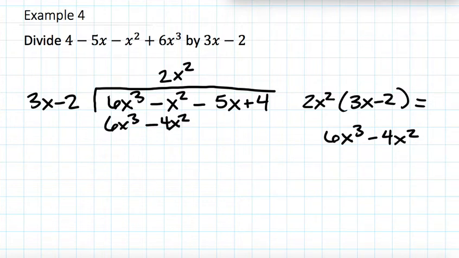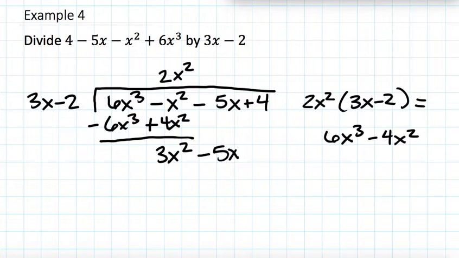That's multiply. Now I'm going to do the subtract step. Change sign, change sign. 6x to the thirds cancel out, which is what I want. They should cancel out at that step. And then negative x squared plus 4x squared is 3x squared, positive. So that's subtract and then bring down minus 5x.